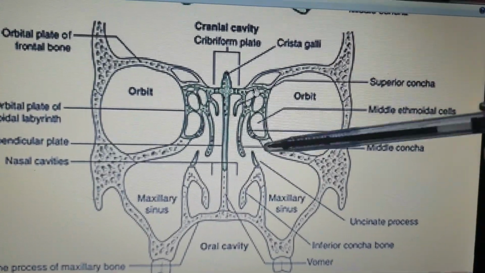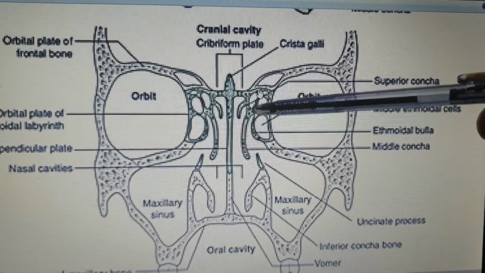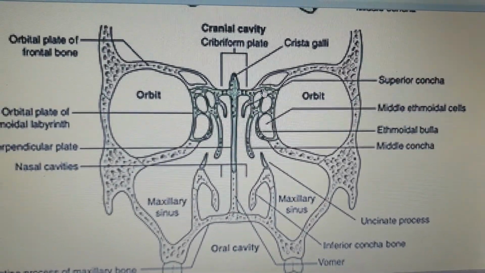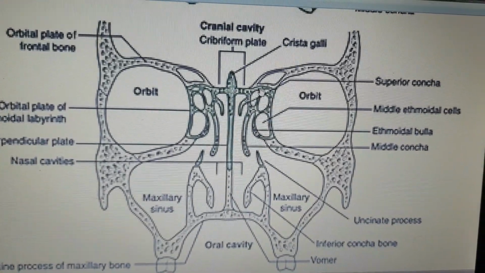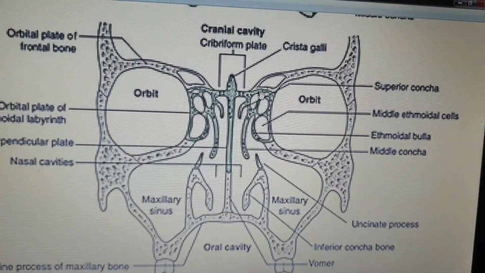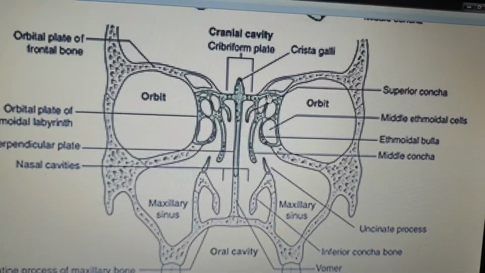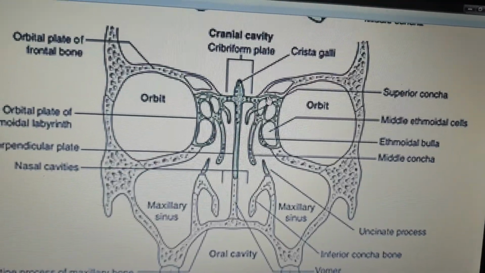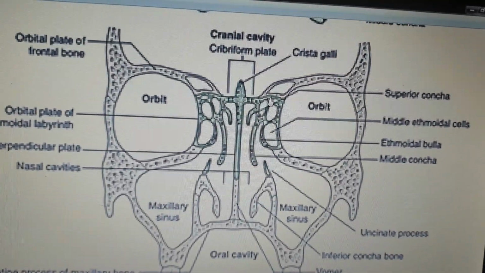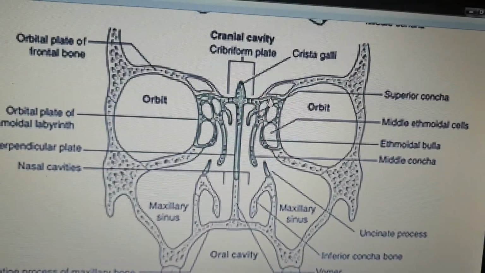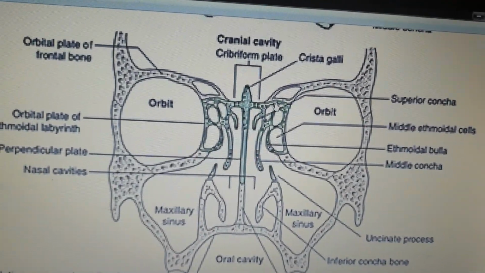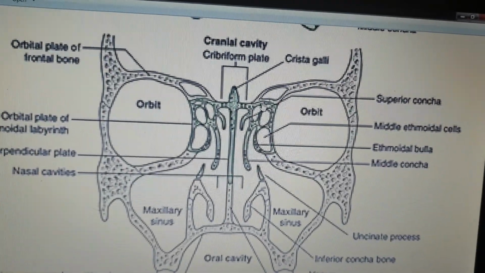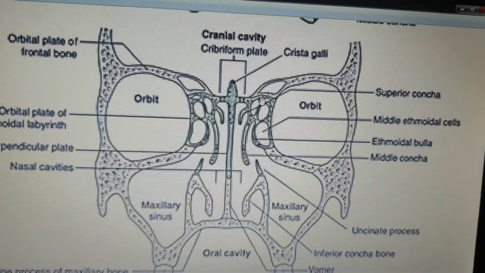So inside the labyrinth of the ethmoid bone there are small bony air-filled cavities, which are called the ethmoid air sinuses. Now there are three types of ethmoid air sinuses: the anterior, middle, and posterior ethmoid air sinuses. There is no clear boundary between the three parts, but they are named according to their openings, as the three parts open by three different openings into the nasal cavity. So they are called the anterior, middle, and posterior ethmoid air sinuses.